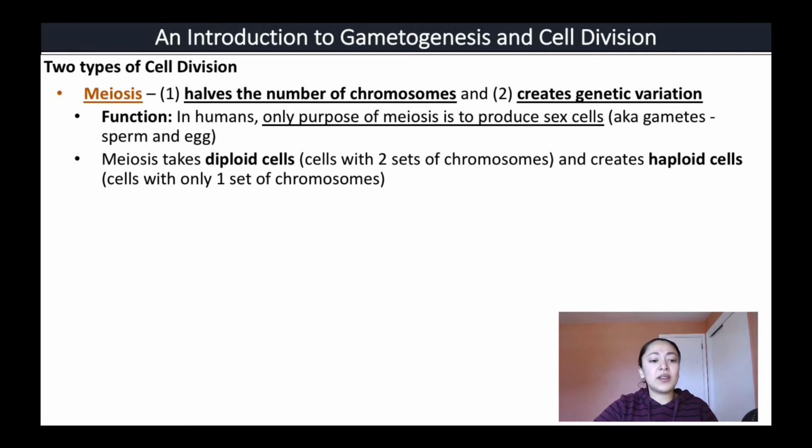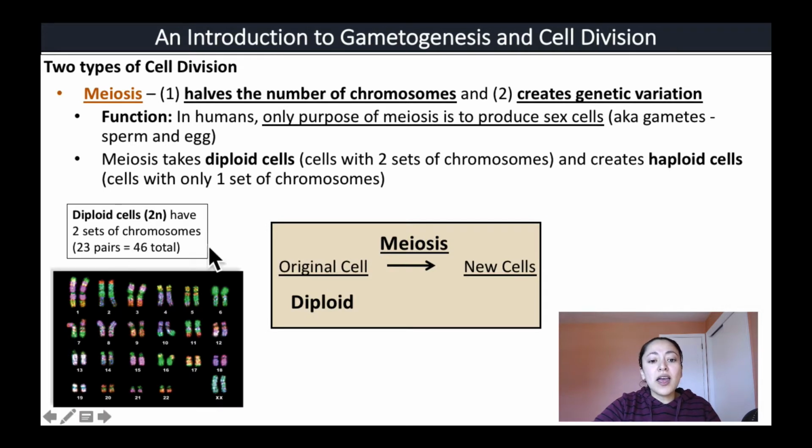So let me show you what this means again. Every cell in your body except for your gametes is diploid. They actually have 2 sets of chromosomes, 46 total, or in other words, 23 pairs. So you got 23 chromosomes from one parent and 23 chromosomes from the other parent, and that makes a diploid cell. Here you can see the 23 pairs of chromosomes that would be present in a normal diploid cell. It has 2 sets of chromosomes, 1 set from each parent.